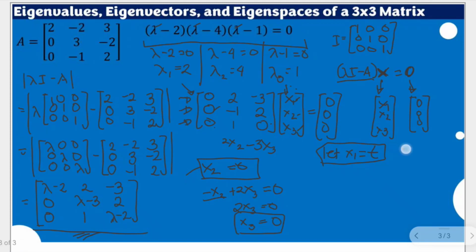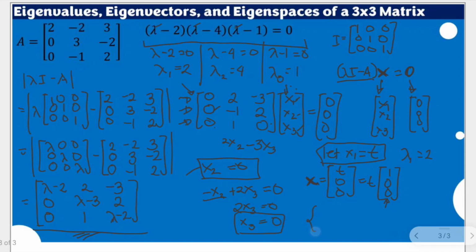So these are the three values comprising the first eigenvector, which corresponds to our eigenvalue, which is 2. So our eigenvector x is equal to x sub 1 is t, 0, and 0 here. Factoring t, we have 1, 0, 0. This is our eigenvector now. We have 1, 0, and 0.